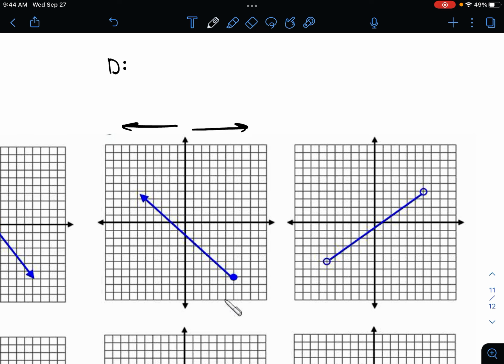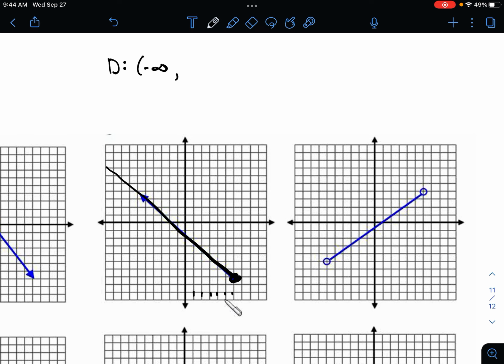Second one, again, I'm thinking about my domain, right? My domain is all the x values. How far left do I go and how far right do I go? As I think about this, we start at negative infinity, way off to the left. This graph keeps going to the left forever, right? So from negative infinity off to the left, it continues along until we get right here to this point.